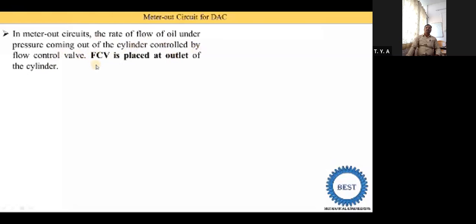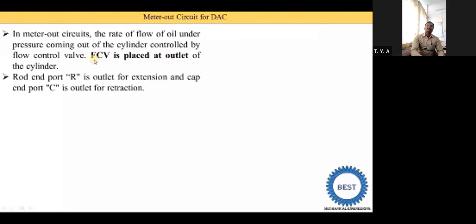So we know that the meter out circuit is one type of speed control circuit. For controlling the speed we need to control the flow rate of the oil, and for controlling the flow rate of the oil we require the FCV, the flow control valve. The flow of oil is controlled by using the flow control valve, and if we control the flow then we are able to control the speed. Here the name is meter out, that's why the flow control valve is placed at the outlet of the cylinder.